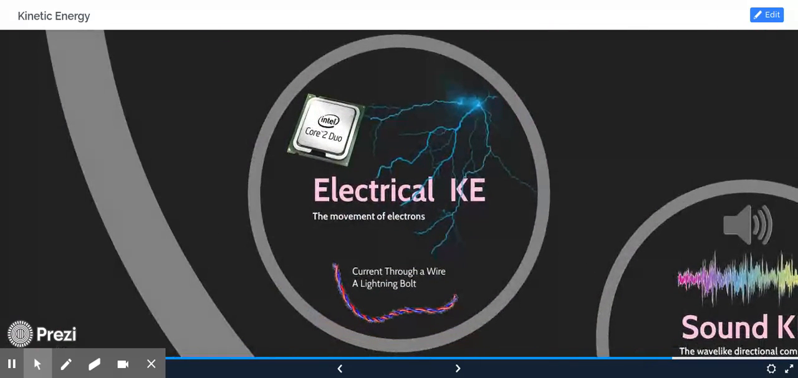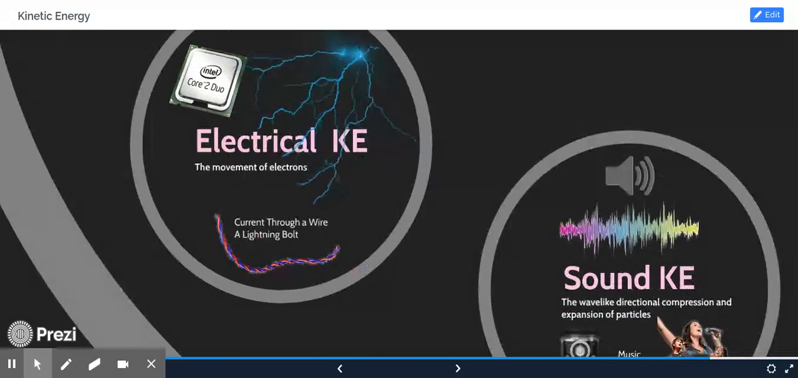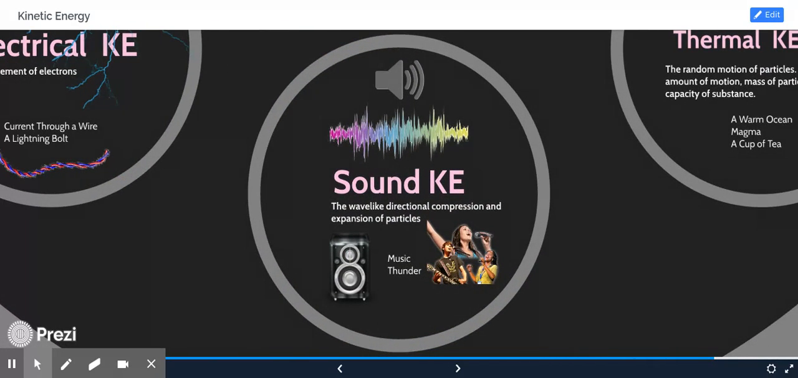Another type of moving energy is electrical kinetic energy. We talked about electrical potential energy, where electrons are stored up. Electrical kinetic energy is when electrons are moving. And you experience this with lightning. When you see lightning, that's electrons moving. Current going through a wire is electrons moving. And on a nanoscale, microprocessors inside of computers are moving electrons through the little miniature wires inside of them. That's electrical kinetic energy.